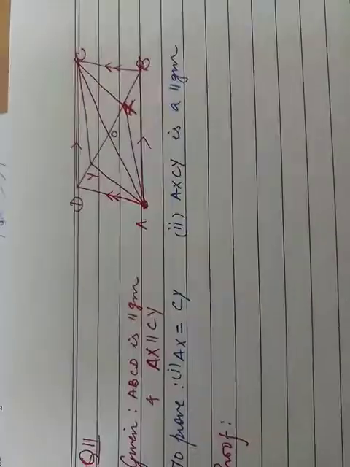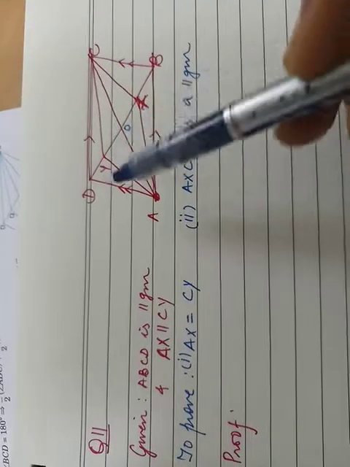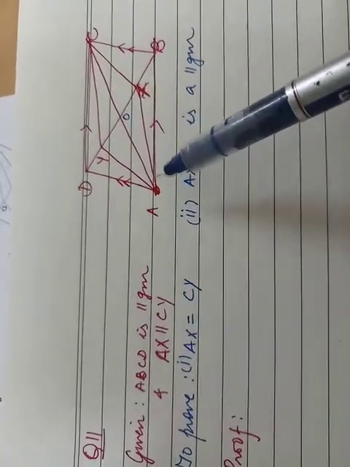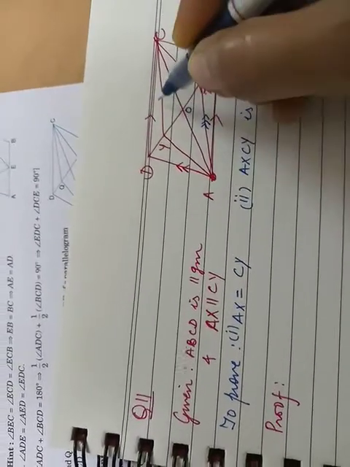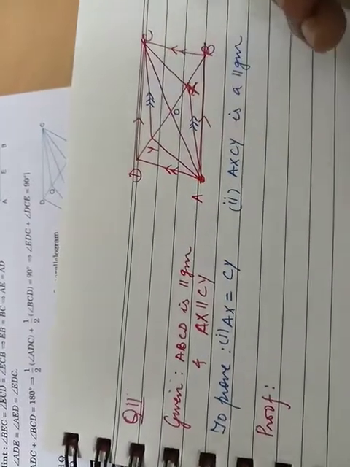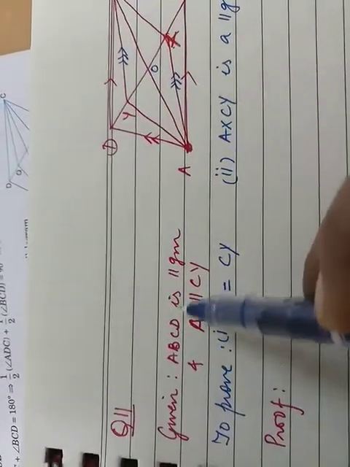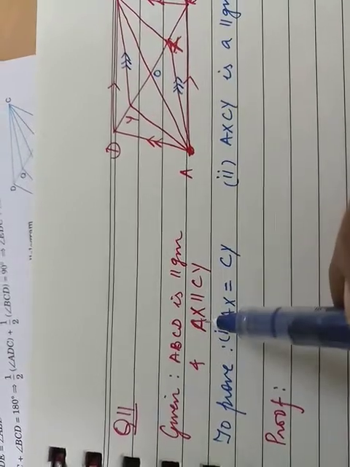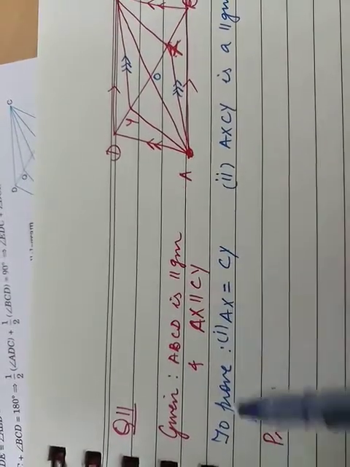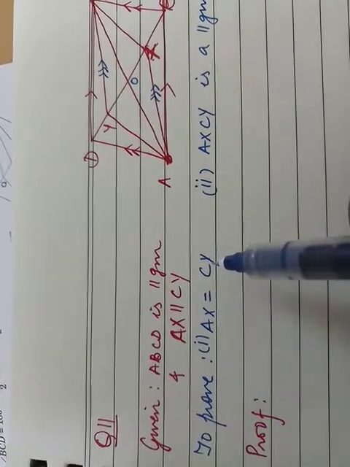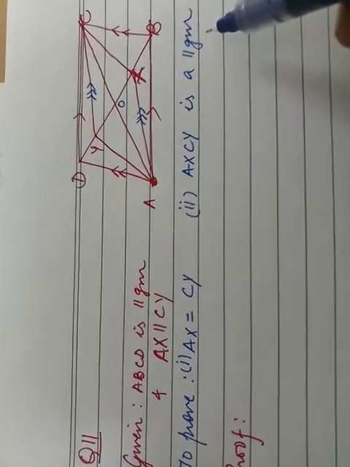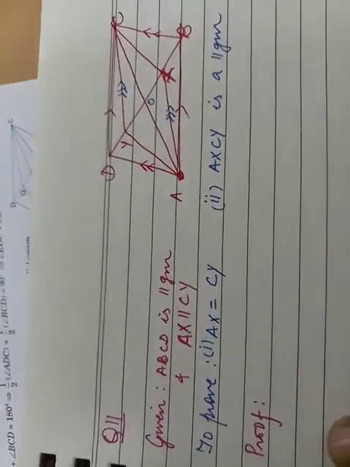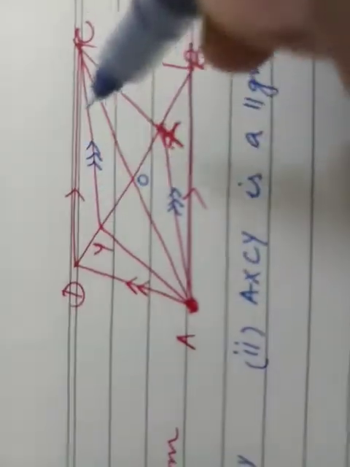Let's see its proof. So I have drawn a figure for you here. This is the figure given. It's given that AX is parallel to CY. So these two sides are parallel. So given, what is given to us? ABCD is a parallelogram and AX is parallel to CY. It's given. What we have to prove? AX is equal to CY. And in the second part, we are supposed to prove that AXCY is a parallelogram. Now we are going to write the proof. How am I going to prove that AX is equal to CY?